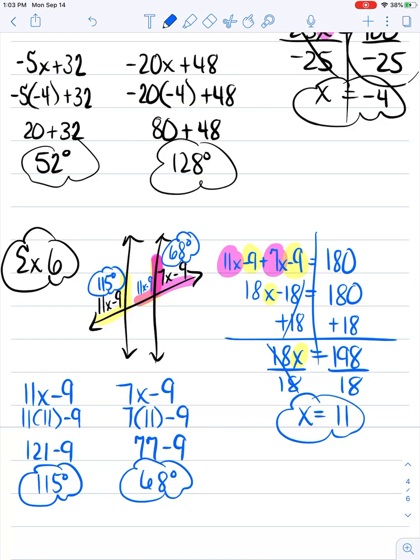Remember, follow your steps. First, identify your angle relationship. Move stuff if you need to, to get an angle relationship you know. Step 2, write your equation. Step 3, solve for x. Step 4, plug that x in to find what your actual angle measures are.